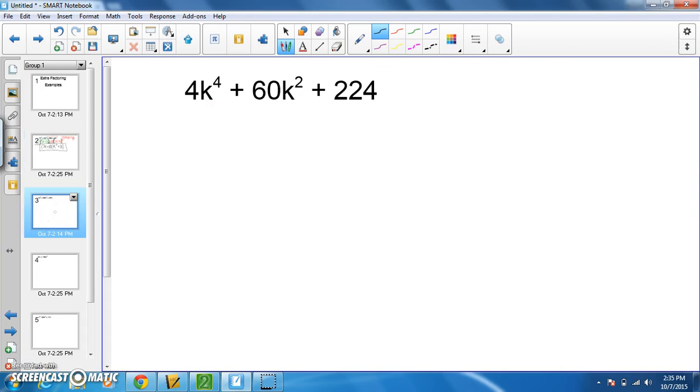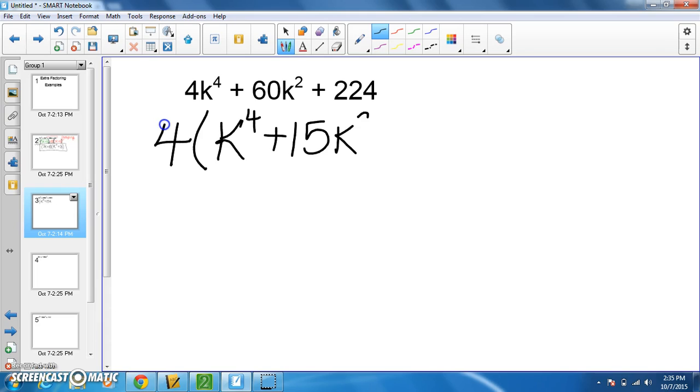Next, I have 4k to the 4th power plus 60k squared plus 224. I'm going to check for my greatest common factor, and it is 4. So I'm factoring out a 4 from each of those terms to be left with k to the 4th plus 15k squared plus 56.